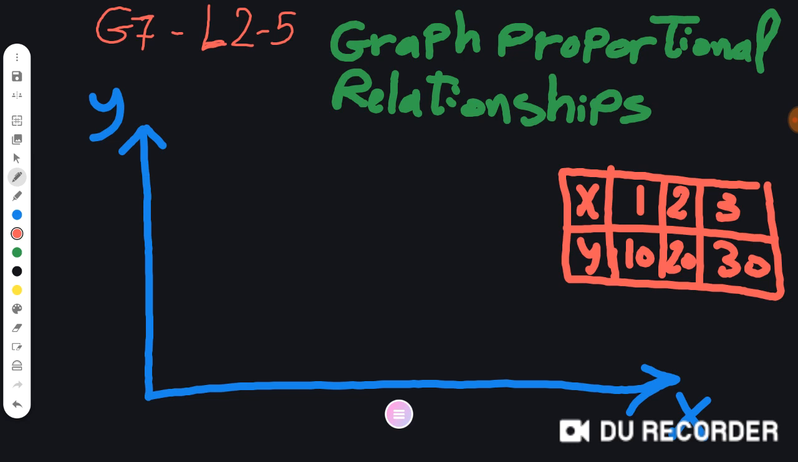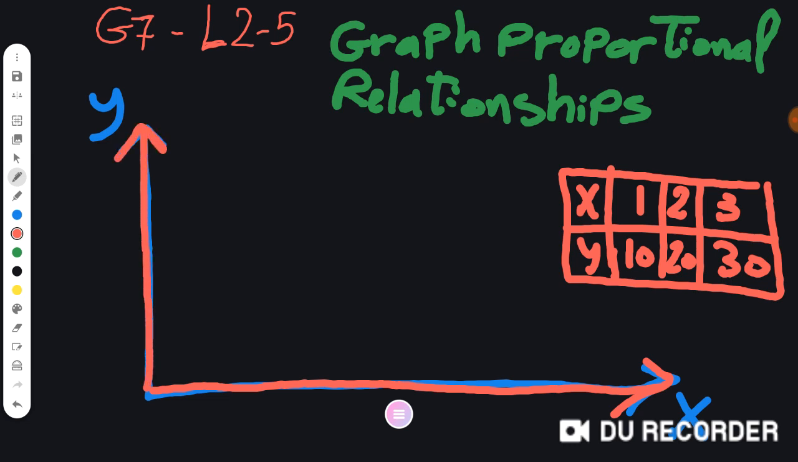Okay, to graph this relation, we have to use the coordinate grid. The coordinate grid has an x-axis, like this one, and a y-axis. X is horizontal, y is vertical.